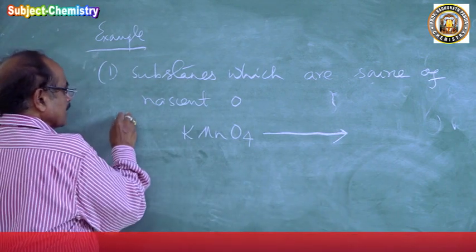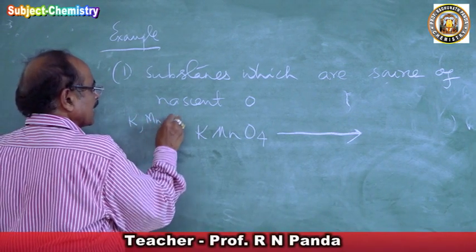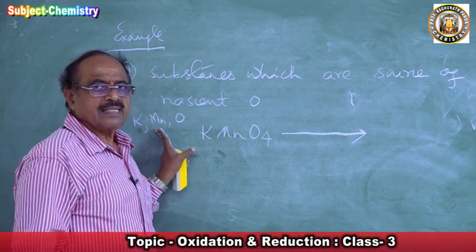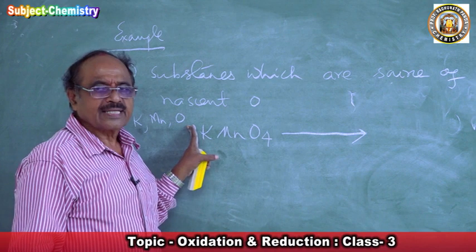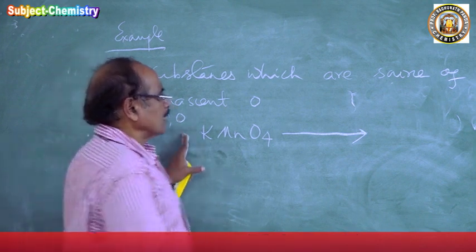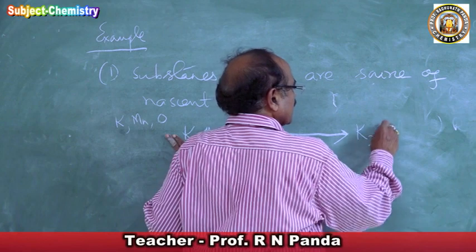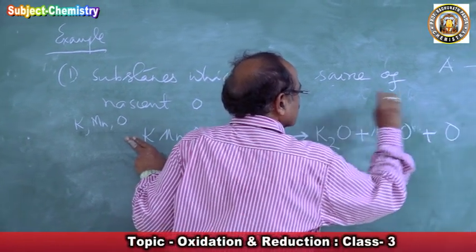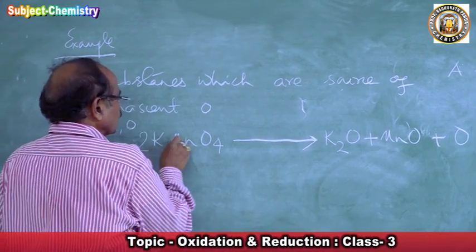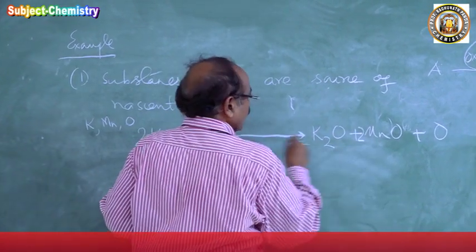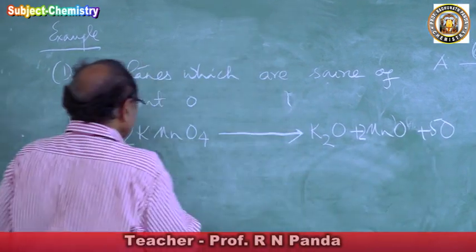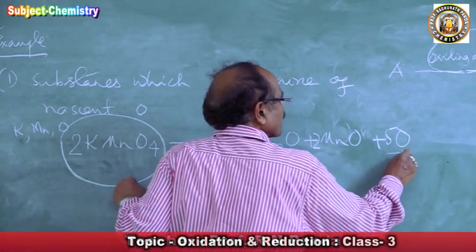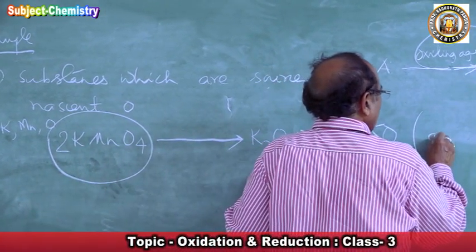Why? Because here we have potassium, manganese and oxygen. Potassium is a metal, electropositive. Manganese is a metal, electropositive, and oxygen is highly electronegative. So potassium and oxygen will form potassium oxide, manganese and oxygen will form MnO, and it will give us oxygen. So 2K, 2MnO and 8 oxygen, so 5 O. A molecule of potassium permanganate is capable of producing 5 oxygen atoms in acid medium.